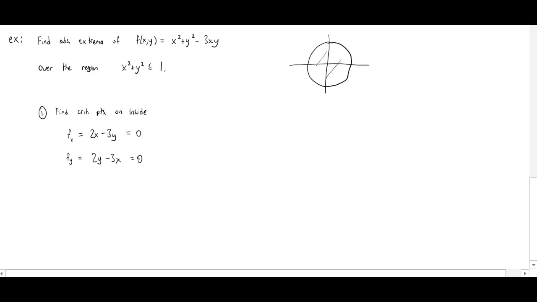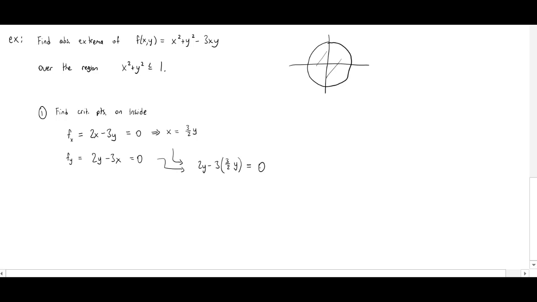And so let's see what to do here. It doesn't really matter, so I'll solve for x in the first equation. So x would be 3y over 2. And then I'm going to sub it into the second equation. So we have 2y minus 3 times x. Oh, sorry, x is 3y over 2. Okay. So then we need that to be equal to 0.